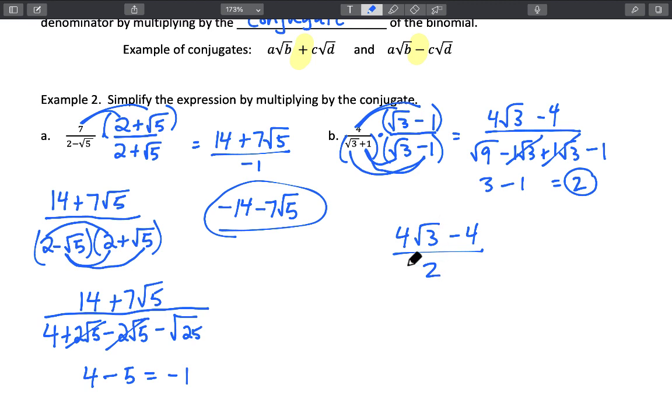Now that means I need to divide both of these terms by 2. So 2 will divide into 4 and leave me with 2 root 3. And then negative 4 will divide by 2 and leave me negative 2. So here we are. We've arrived at our final simplified solution of 2 root 3 minus 2.